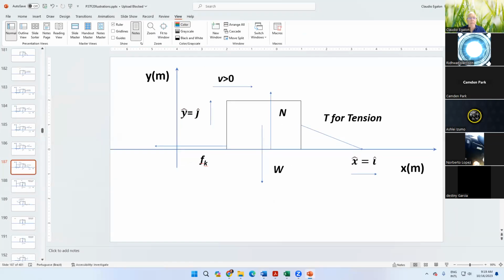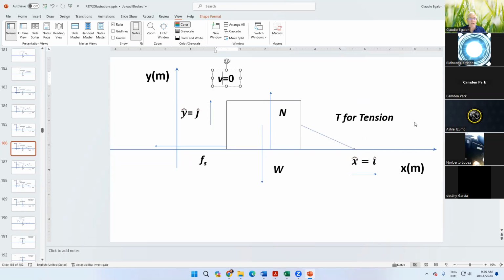So go ahead and make sure you do the free body diagram. I want to copy this one instead of the other one. Like that, at rest.